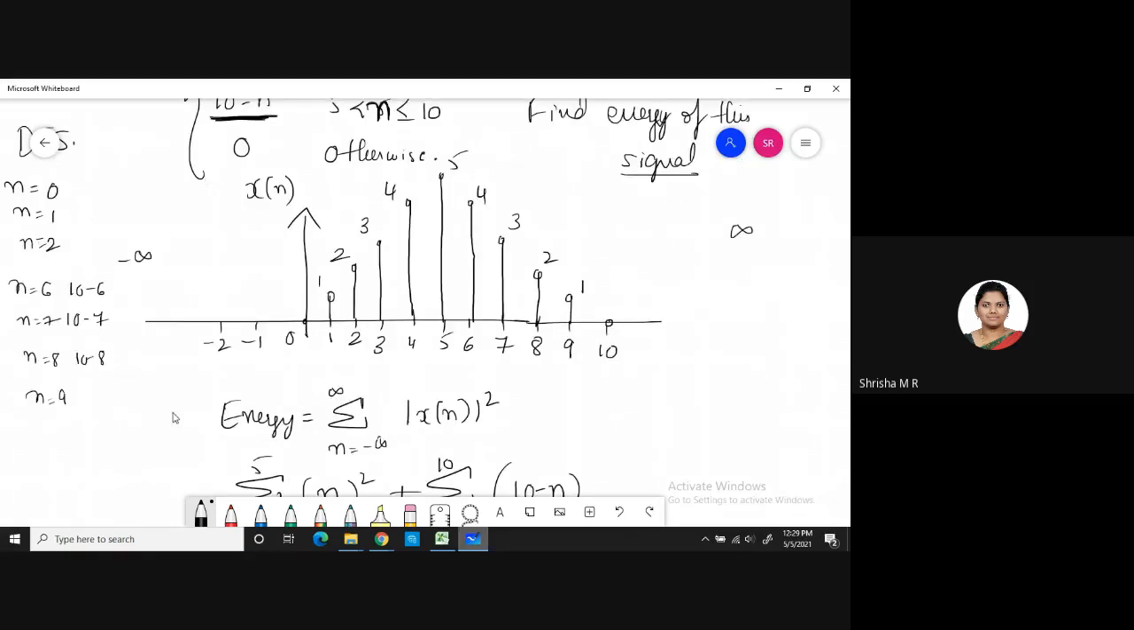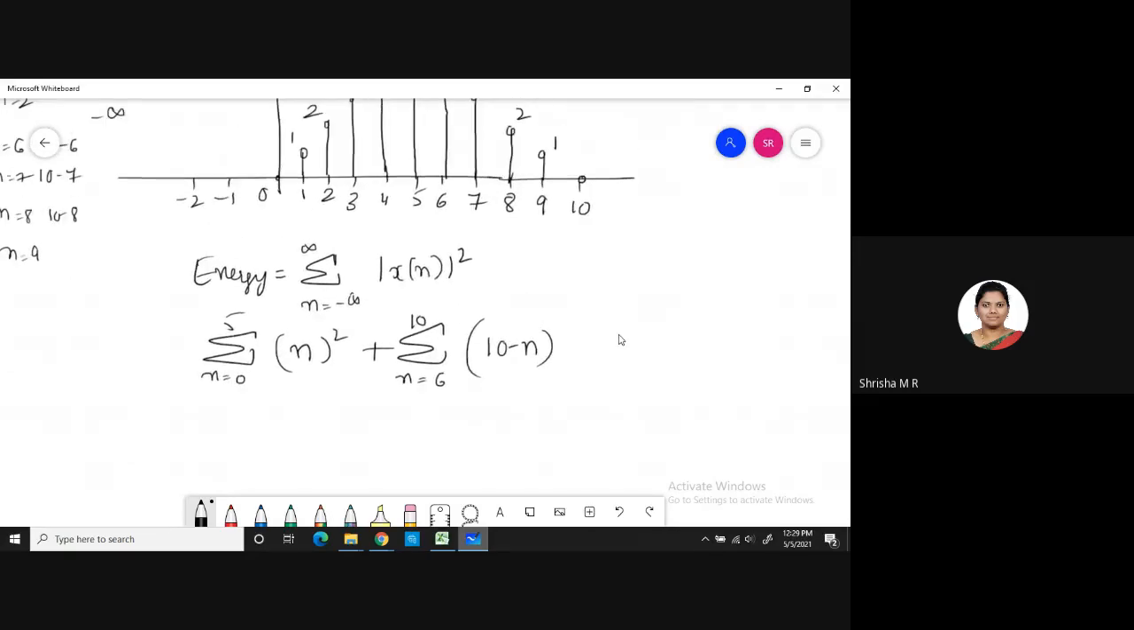So our signal would be summation n is equal to 0 to 5, it is n. So n square, energy equation should be modulus of square. So we have n square plus summation from 6 to 10, it is 10 minus n whole square. Got it? Now solve this. So from 0 to 5, you have n square. At n is equal to 0, you have 0, plus if n is equal to 1, 1 square is 1. If n is equal to 2, 2 square is 4. Then 3 square is 9. 4 square is 16 and 5 square is 25.